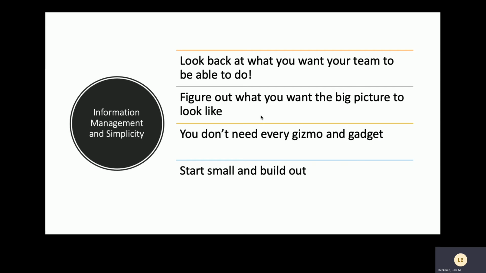Let's think about information management and simplicity. First, look back at what you want your team to be able to do. So that previous slide. Next, figure out what you want the big picture to look like. Map it out. Grab a blank piece of paper and sketch it out. You don't need every gizmo and gadget. You don't need 1,000 different things, because trust me, you're not going to use them. But also start small. So don't start with 10 things you think you need. Start with one thing that you think you need.